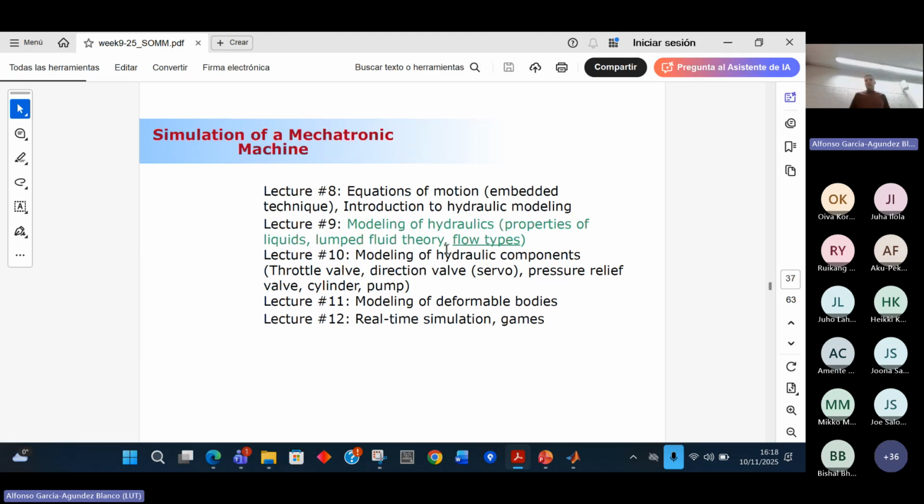In the previous lecture with Aki, you were learning how to model the hydraulics, and in particular, you studied the properties of the liquids and stopped at the lamp fluid theory. Today, I'm going to start with the next lecture, which is the flow types. Have you ever had a course related to fluid dynamics? Probably what I'm going to show you today, you already know, but it is necessary for the upcoming content that I'm going to present.